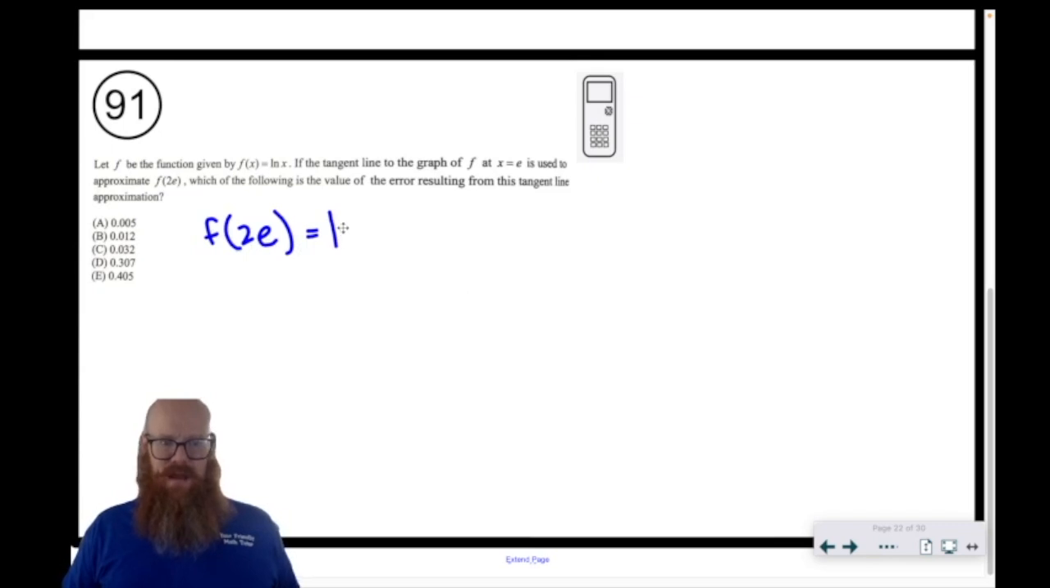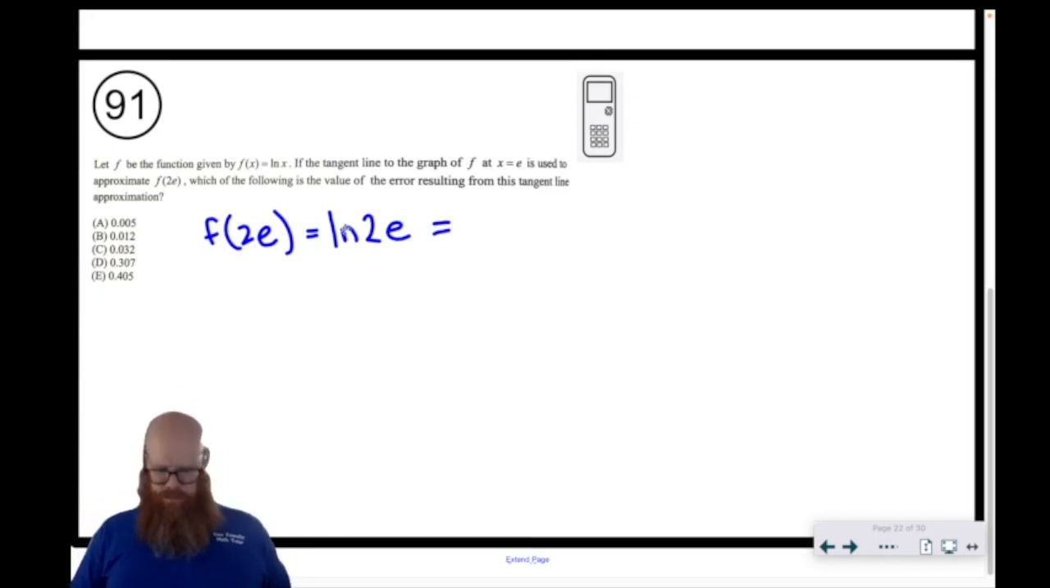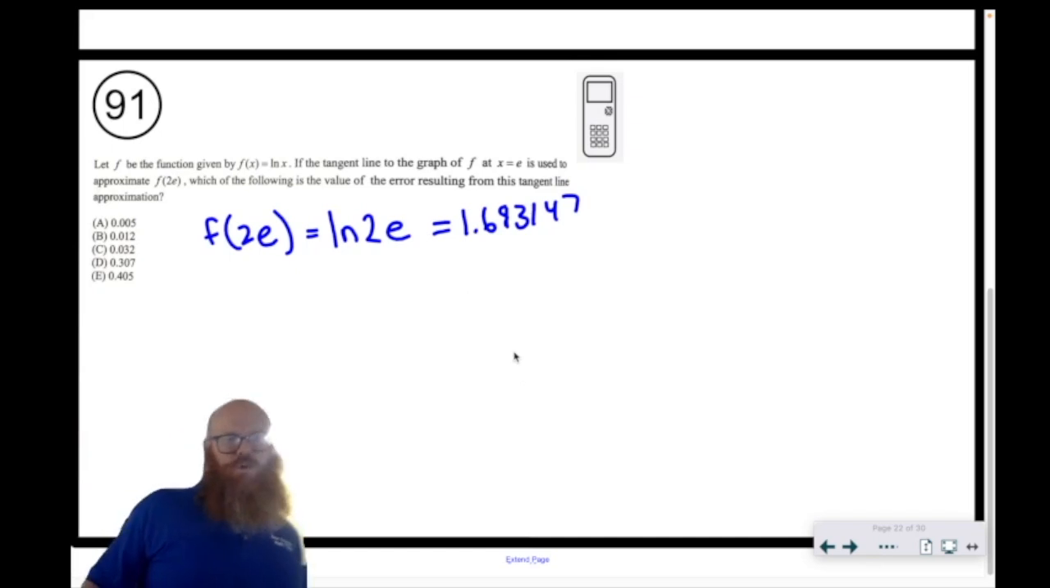Well, that's the ln of 2e, which you could just use a calculator for. I mean, you certainly could do a couple things, but you could simplify that, but why? It's calculator, all right? So we are just going to find the natural log of 2e, and that is 1.693147. I'm going to really write it out there. Okay, so that's the actual value.